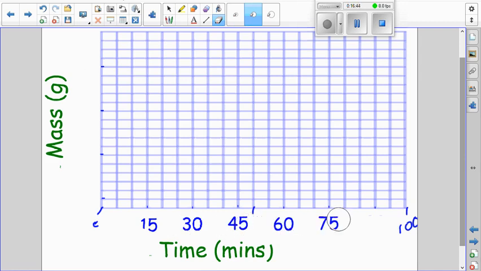Boom, boom, boom, boom, boom. But if you went by 10s on here, so you had like 10, 20, 30, 40, that would be fine too. Okay? There's a few ways to do it. I'm just going to make it easier because the data points are every 15 seconds, so I'm just going to roll with that. Make my life easier.